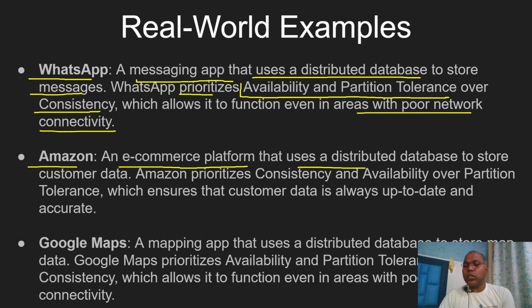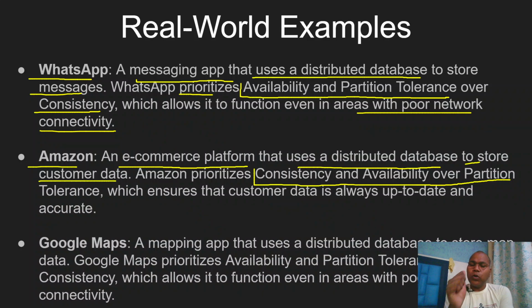This also uses a distributed database to store customer data, and Amazon prioritizes consistency and availability over partitions. Amazon's distributed storage says I am going with consistency and availability. I am always available and I can always provide strong consistency. Maybe sometimes our application is not available because of some network issue or bandwidth error, but I do not compromise consistency or availability.